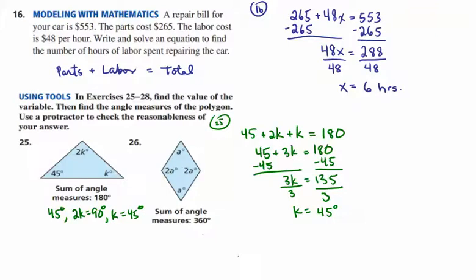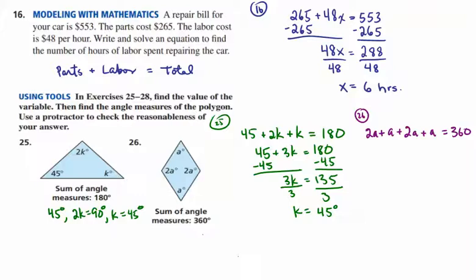In problem number 26, similar example, only this time the sum of angle measures has to be 360 degrees. So number 26, we'll start with the equation 2a plus 2a plus a is equal to 360.